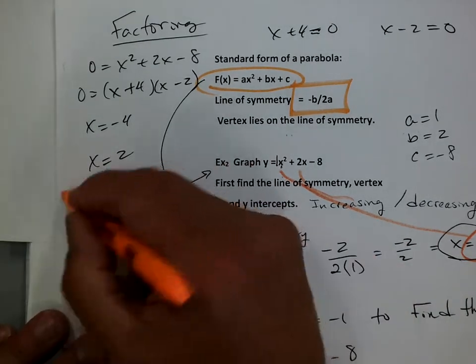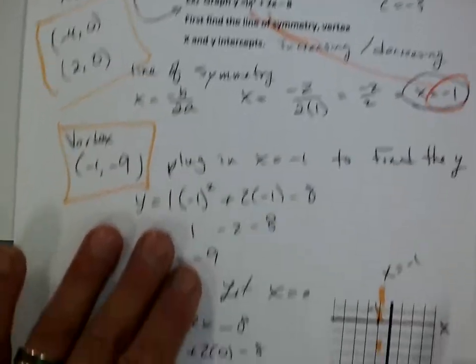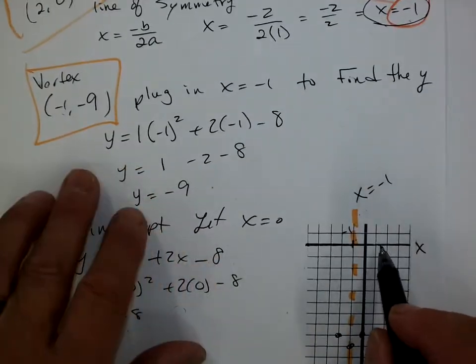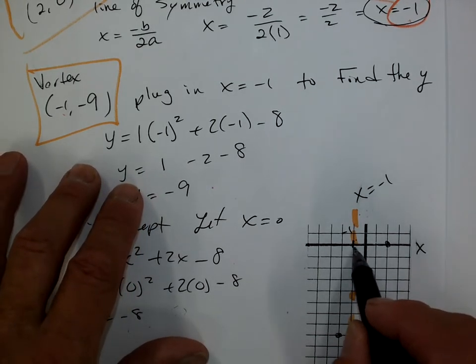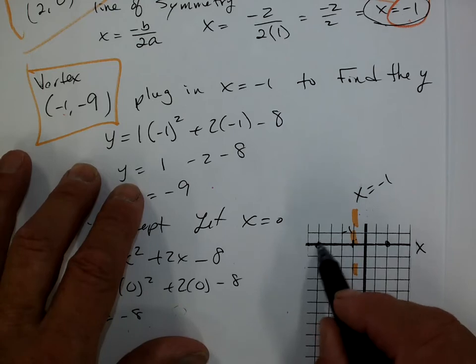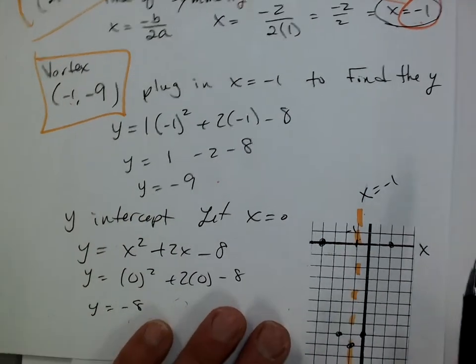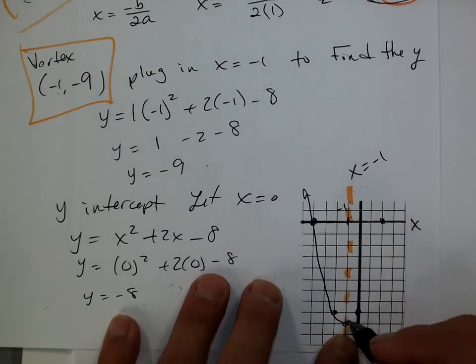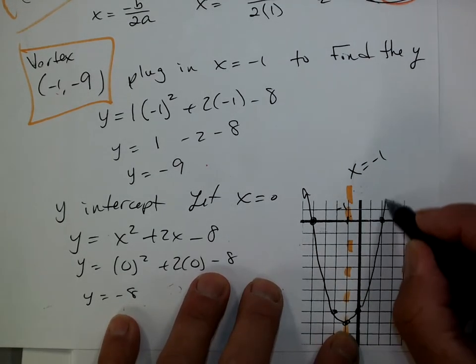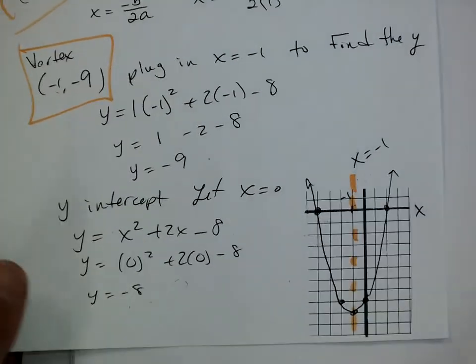And finally, I can put that down here on my graph. I'm going to go to 1, 2, and negative 1, negative 2, negative 3, negative 4. And sure enough, they're equally spaced from the line of symmetry. And there is my parabola. If you have Desmos, Desmos can help you on this quite a bit. Okay. That's the math piece of it.